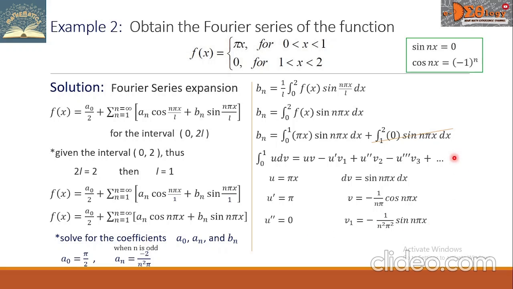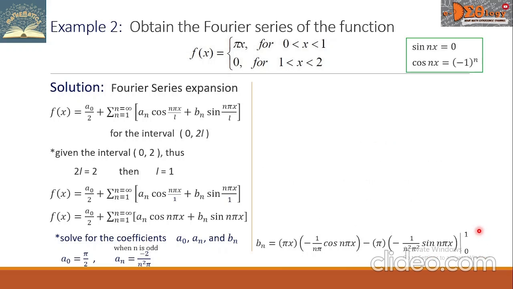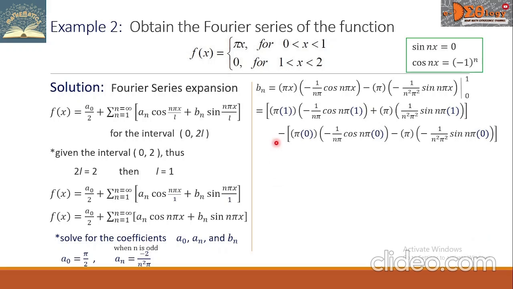Substituting the values in our Bernoulli's formula, we have the value of b sub n equals this pair of factors, the u times v, minus the second pair of factors, the u prime times v sub 1. Then we will evaluate this with respect to the limits from 0 to 1. We have now the two big groups. We're going to simplify some of the terms. Look at this sine n pi. This becomes 0, so we can cancel this group.